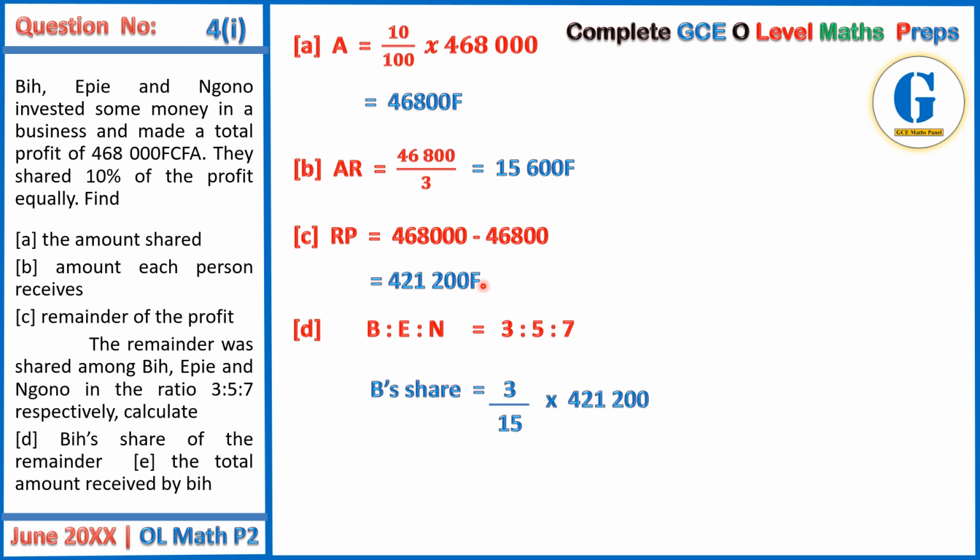That gives us 421,200 times 3 on 15, which is equal to 84,240. So this is the amount she received from the remainder. Now, the total amount received by B. Her total amount now will be equal to this 84,240 plus what she had initially, what each person had, 15,600. And that amounts to 99,840 francs.